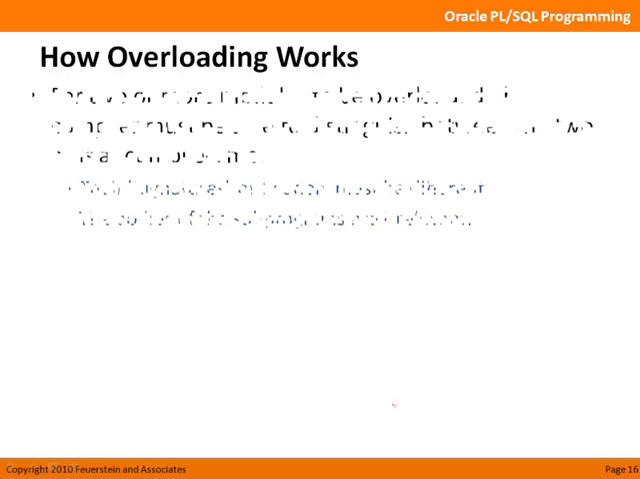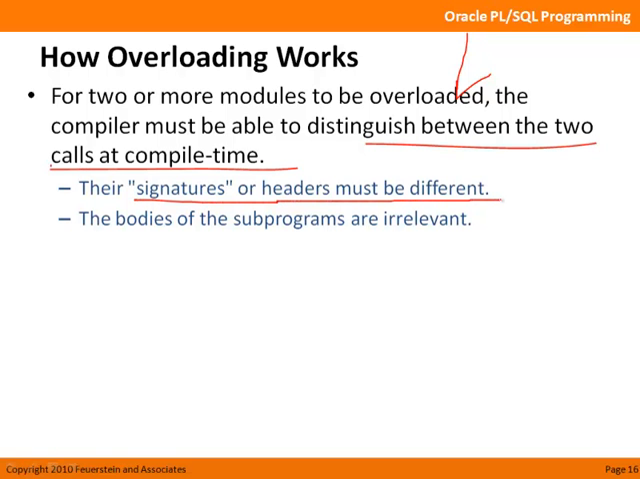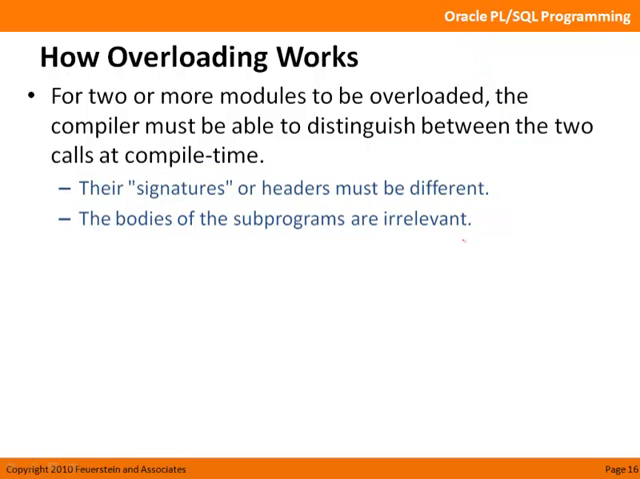How does overloading work? Well, essentially, for two or more modules to be overloaded, the PLSQL compiler has to be able to distinguish between the two calls at the time code is compiled. What it comes down to is that the signatures or headers of the programs must be different. The way the subprograms are implemented is irrelevant. All Oracle is going to look at is the signature: the name of the program, the type of the program, and the parameter list. And of course, the name of the program only comes into play in that there are multiple programs with the same name.